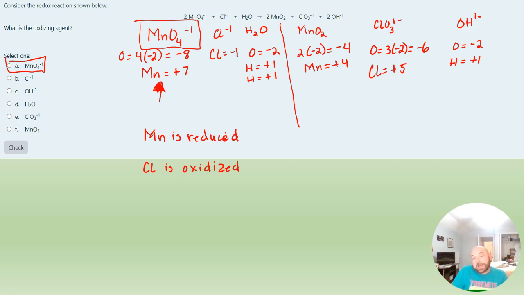Furthermore, if we were asked what is the reducing agent, we can say the chloride ion here is the reducing agent because it is the species that originally contains the atom that is oxidized. So it reduces the manganese in MnO4. Conversely, the manganese oxidizes the chlorine in the chloride ion, making MnO4 1- the oxidizing agent.